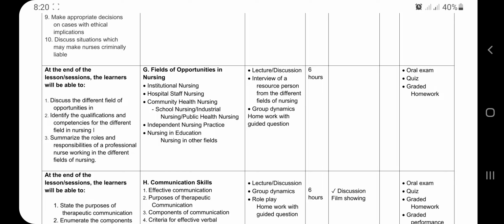either nasa school ka, nasa iba't ibang companies or plantilla ka, you are in the public health, okay, and then we have independent nursing practice, and we have also nursing and education. Katulad ko, I'm a nurse in education, so I'm a nurse educator. And also nursing in other fields.